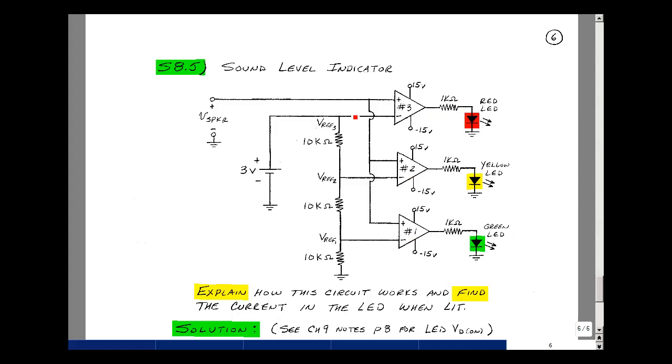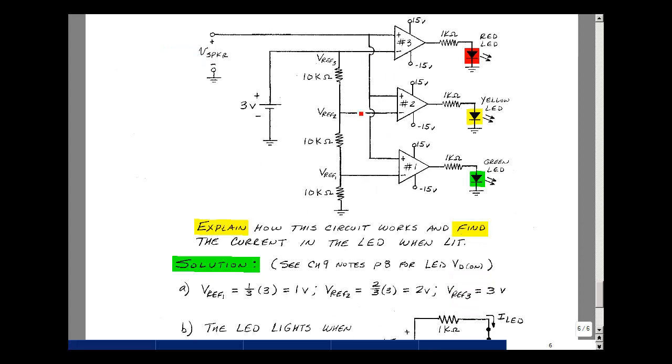Let's solve for the voltages at the minus terminals of the 3 comparators. There's no current going into the comparator, so we have very high resistance. The current coming out of this 3-volt supply just goes straight through these 3 10K resistors. So we could use the voltage divider rule. Voltage reference 1 is going to be 10K divided by 10K plus 10K plus 10K times 3 volts. 10K divided by 30K times 3 is 1 volt. So this is equal to 1 volt. The voltage here is going to be 20K over 30K times 3, and that's going to be 2 volts. And of course, you have the 3-volt source right here.